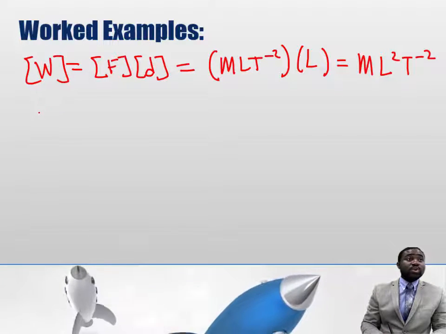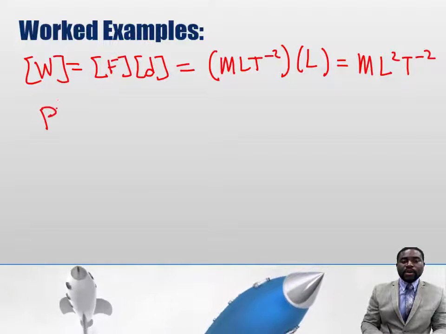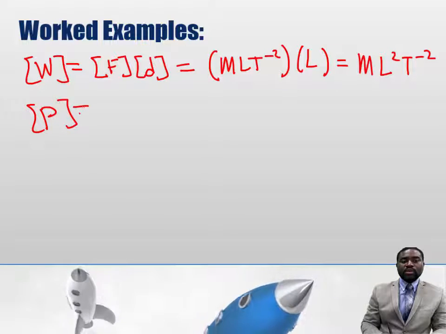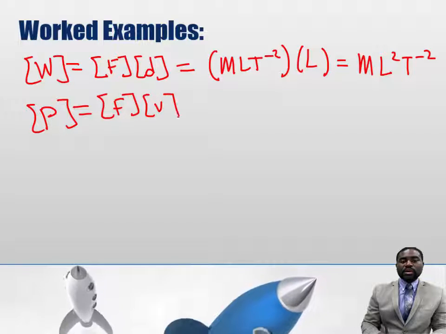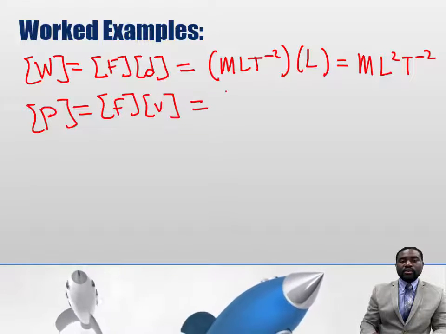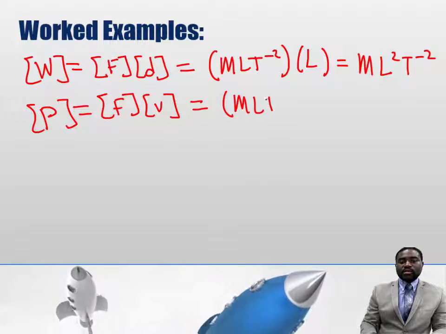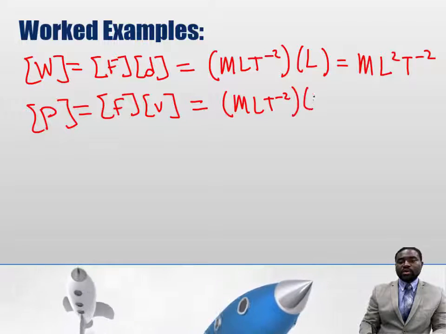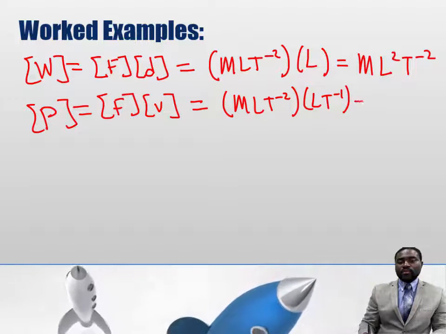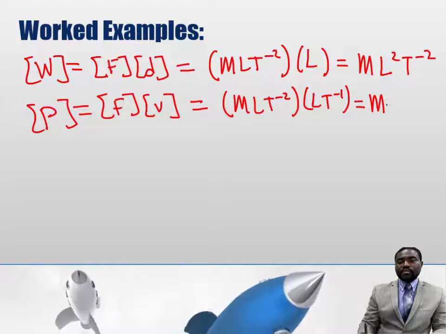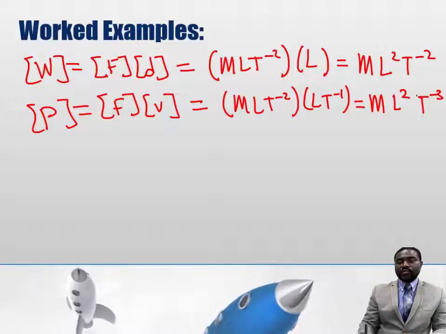Now, what was the next quantity? Power. The dimension for power will be equal to the dimensions of force multiplied by the dimensions of V. So this is MLT minus 2. This is LT minus 1. And when you simplify, this will be ML squared T minus 3.